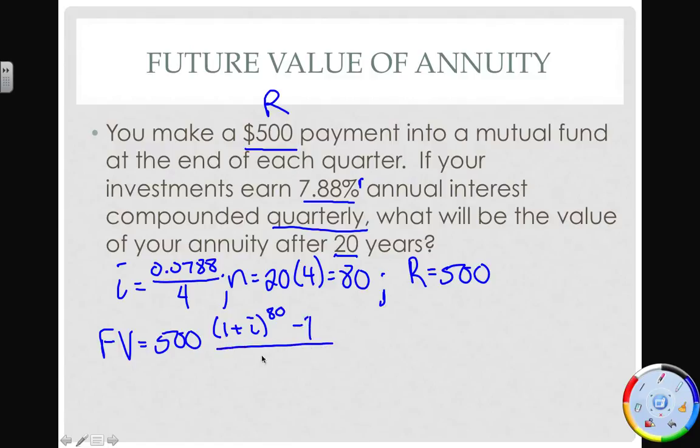All over that 0.0788 divided by 4. And again, it's just a calculator problem. You should probably try to figure out how to plug this into your calculator. This one's a little bit more complex. If you're plugging this in one shot, make sure you put an extra parentheses around that.